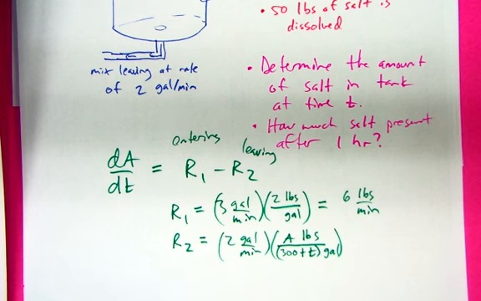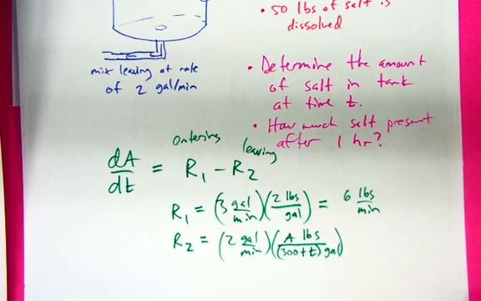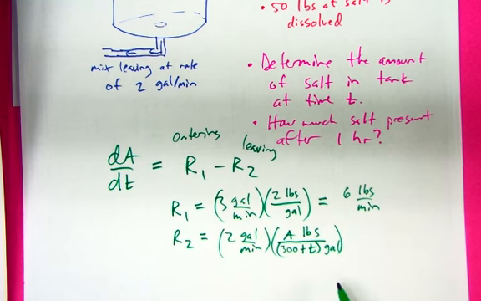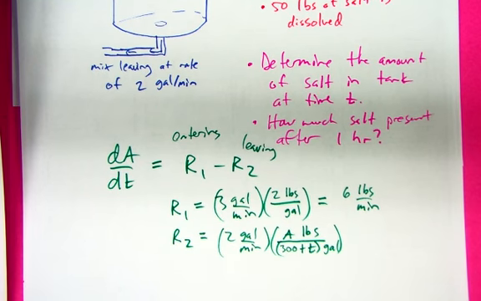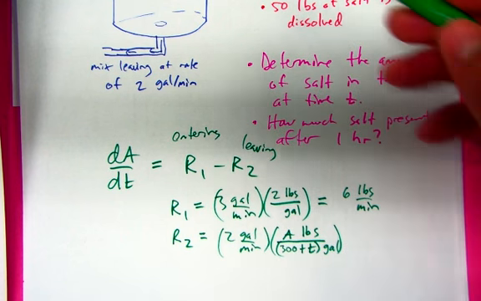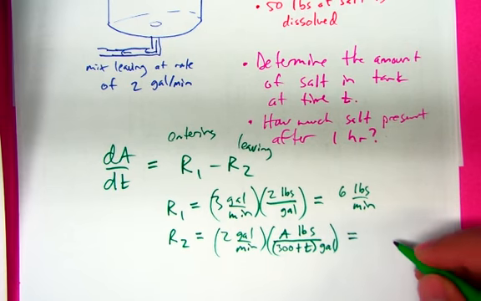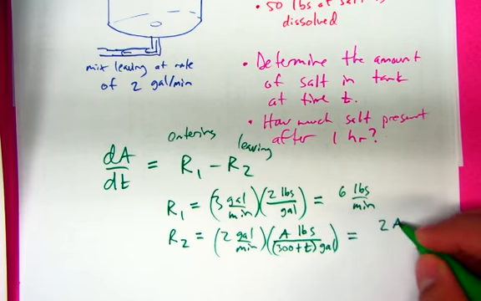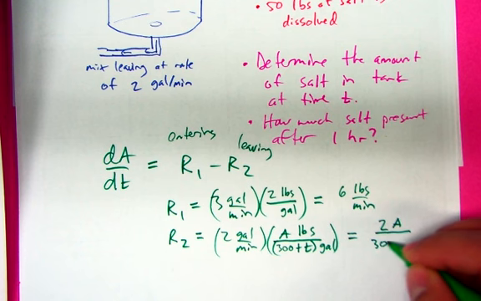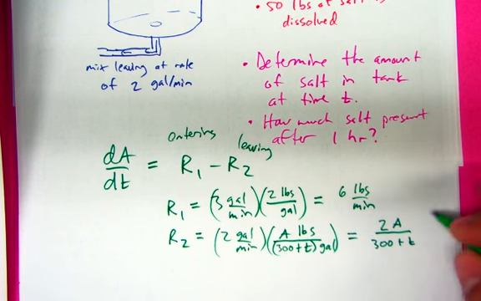Okay. How did you come up with that 300 plus T? Because there's that 300, 300 gallons initially, right? And then as each minute goes by, if we have 3 gallons coming in and 2 gallons leaving, it's increasing at 1 gallon a minute, so 1 times T. So then the net rate leaving is 2A over 300 plus T, and that's pounds per minute. So now we are in good shape.